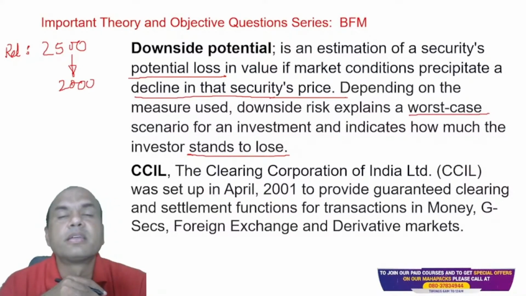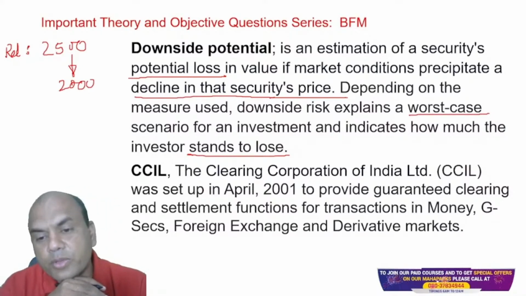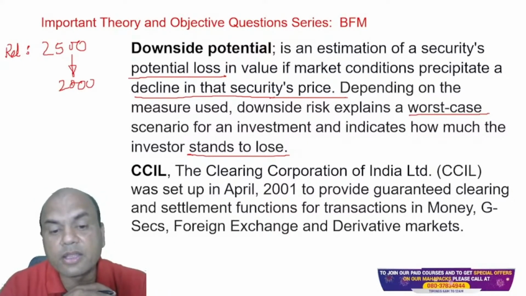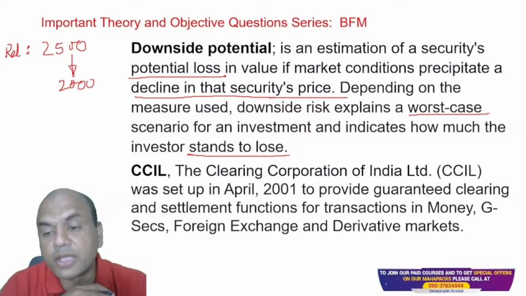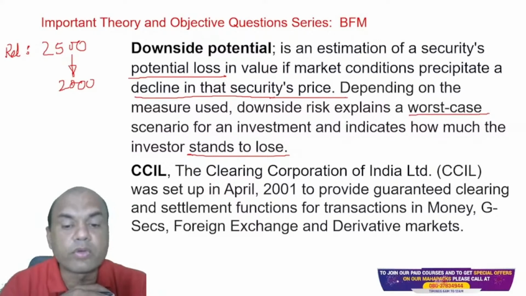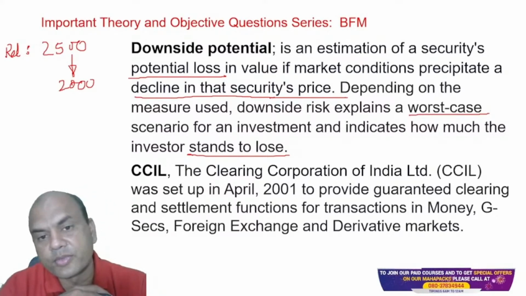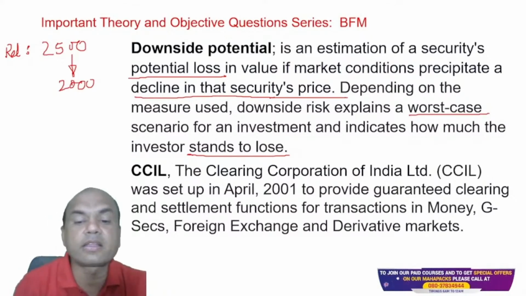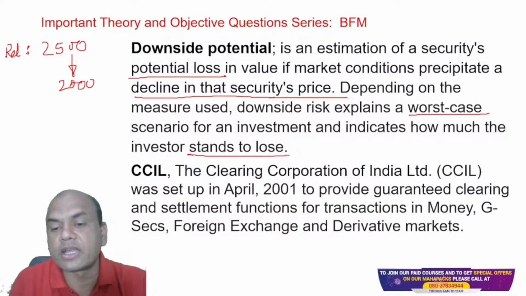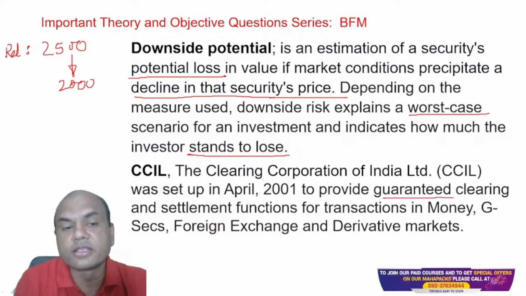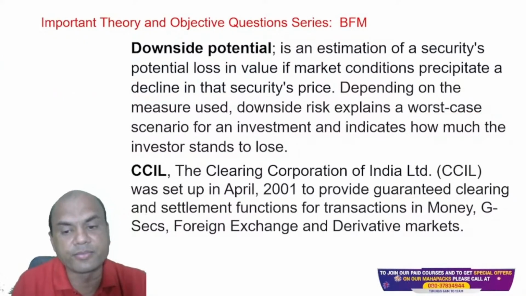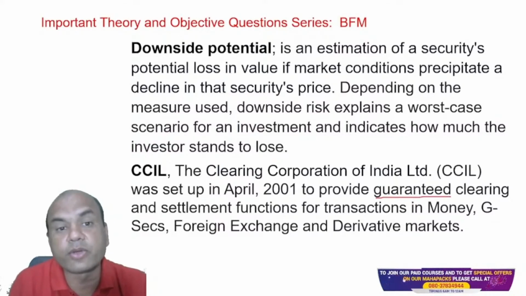Okay. Next is CCIL. The Clearing Corporation of India was set up in April 2001 to provide guaranteed clearing and settlement functions for transactions in money, government securities, foreign exchange and derivative markets. Remember, here it's not talking of the stock market. What do you mean by guaranteed? Guaranteed clearing here means that settlement risk is nullified.